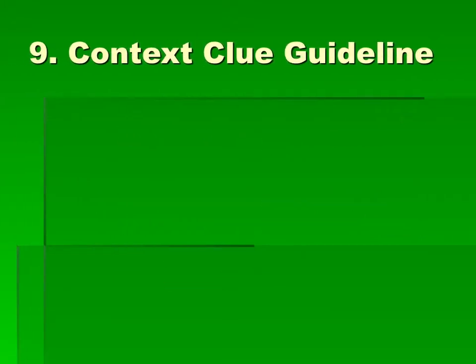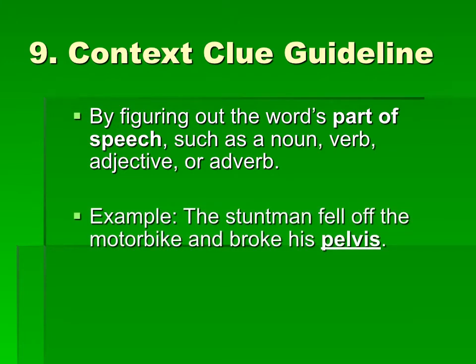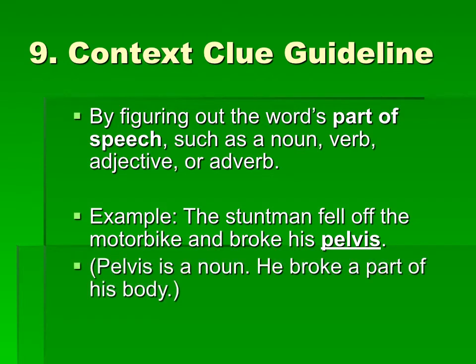Understanding parts of speech will also help in figuring out unknown words. If it's a noun, verb, adjective, or adverb, it can help you better understand the purpose in the passage. So our example here: the stuntman fell off the motorbike and broke his pelvis. Pelvis, is that a person, place, or thing? It's a thing. His pelvis, he owns it, so it's the thing. So therefore, pelvis is a noun, and pelvis is part of your body.